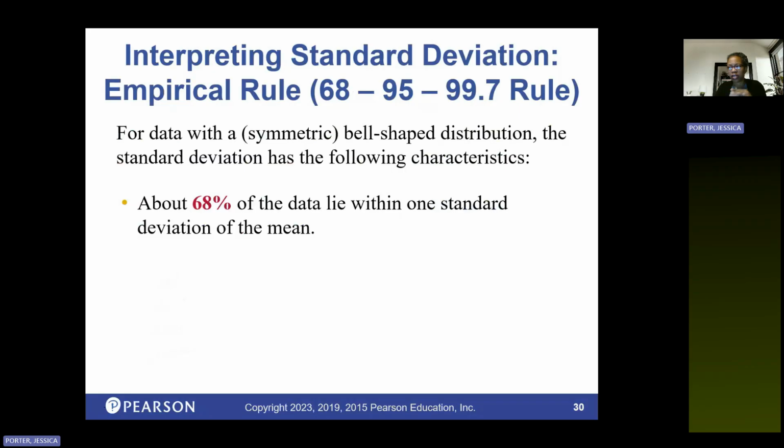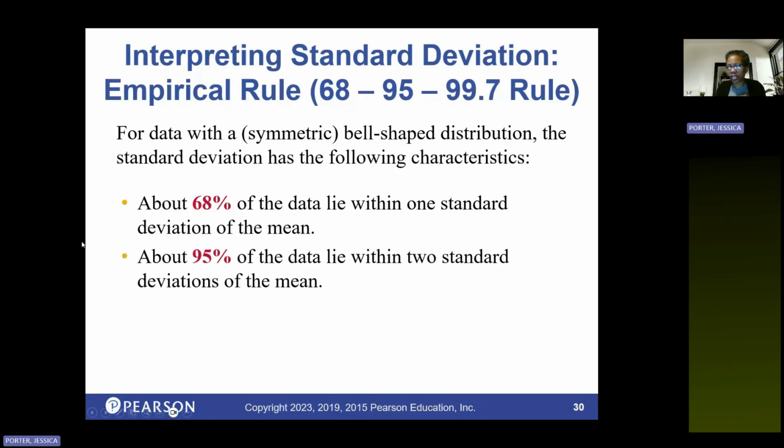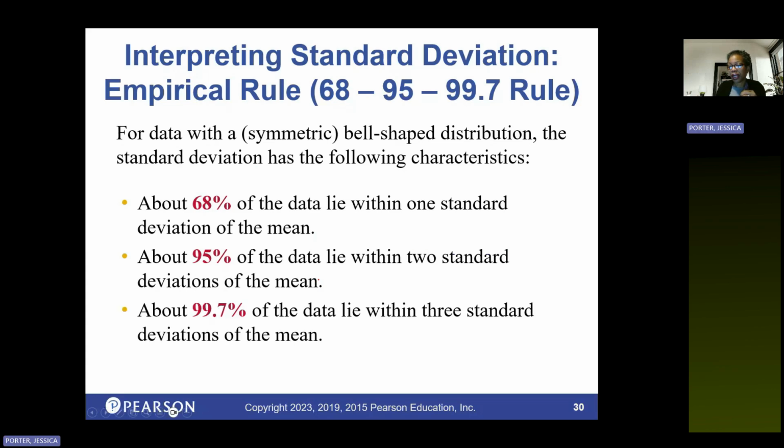Interpreting the standard deviation. What does it mean? When the distribution is symmetric or bell-shaped, the standard deviation has the following characteristics. About 68% of the data lie within 1 standard deviation of the mean. 95% lie within 2 standard deviations of the mean. And 99.7% of the data lie within 3 standard deviations of the mean.